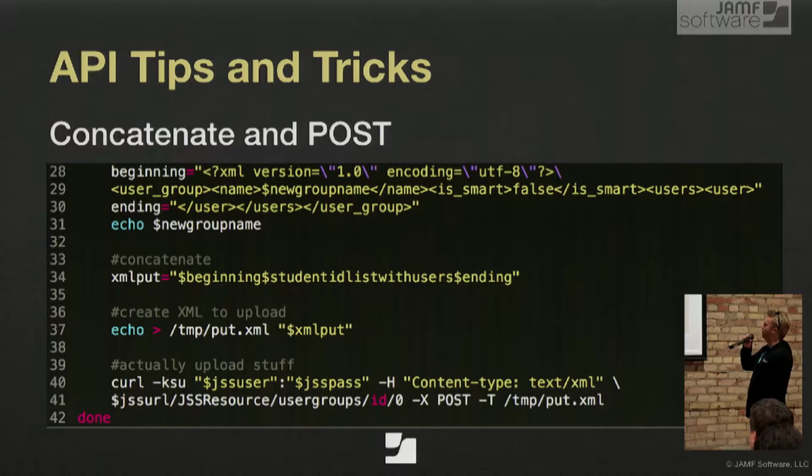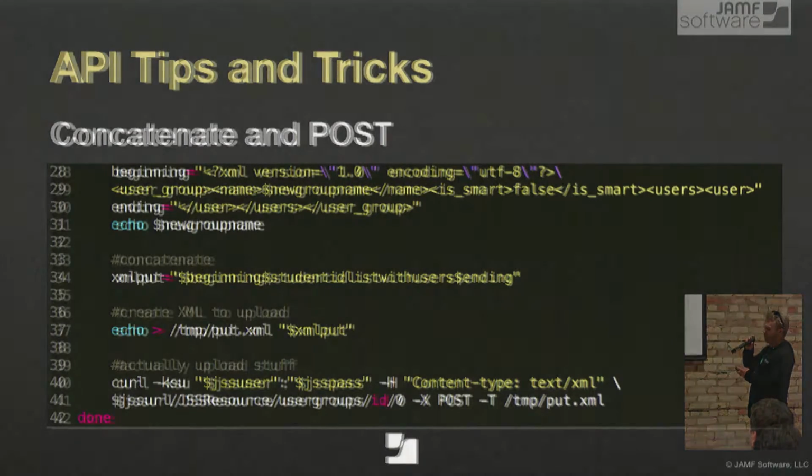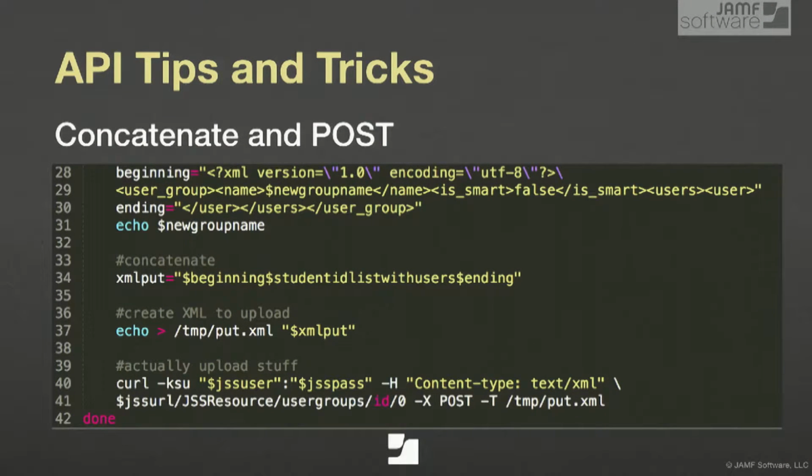After we have the variables cleaned up, we just have a beginning which contains our XML prologue as well as the other things that need to be in there. This is not a smart user group, things like that. And then the ending of the XML, the echo is just for debug purposes. And then we're going to concatenate the beginning, the actual student ID list that we got before, and then the ending, and we're going to just save that in temp for the time being.